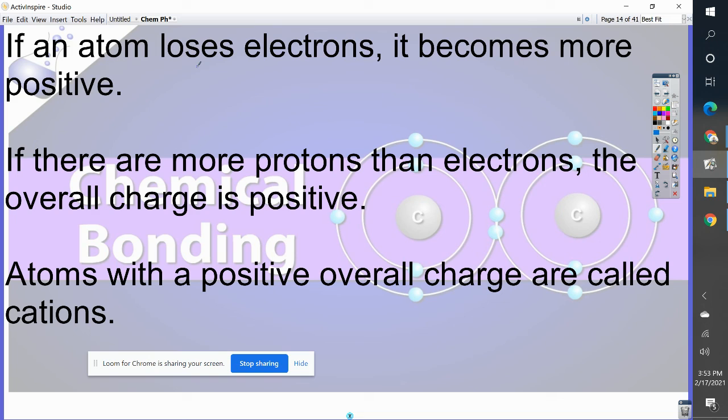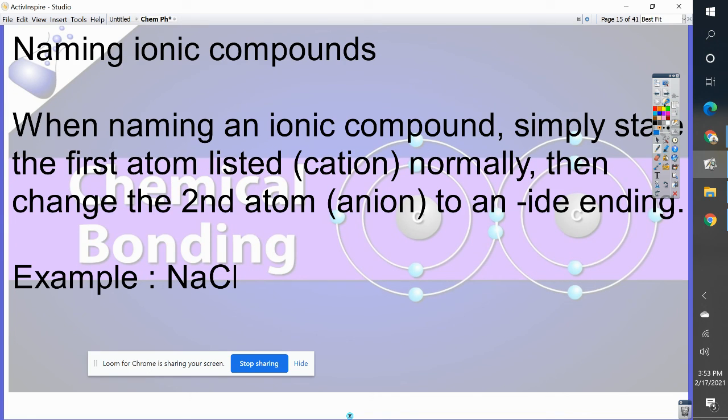The next slide is just the inverse of this. If an atom loses an electron, it becomes less negative, which is positive. You are minusing a negative. Minus a minus is positive. And compounds will need a balanced net charge. And we will stop there.